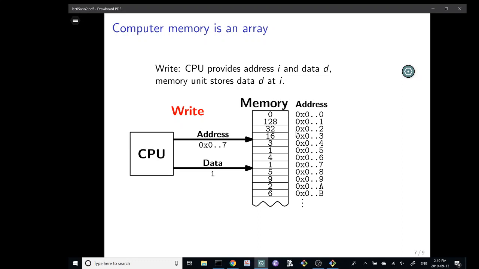Okay, next time we will talk about pointer manipulation.